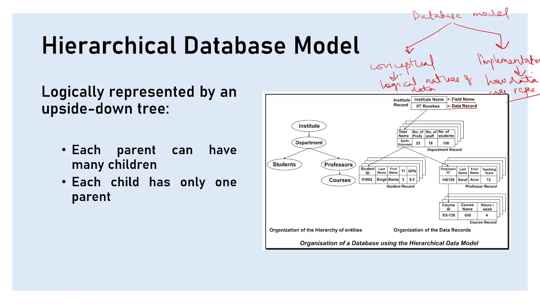Department name: since we are mostly talking about GIS, we are talking about earth science, so let's say the department name is earth sciences, with number of professors, number of staff, number of students, and that record is given here. Basically each department will have students, faculty, professors, courses, all those things. If you want to store all that data in our database management system, we prefer this hierarchical model.